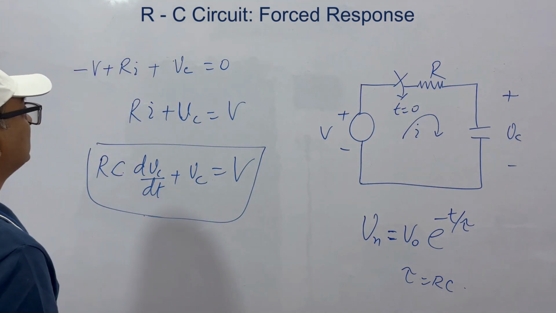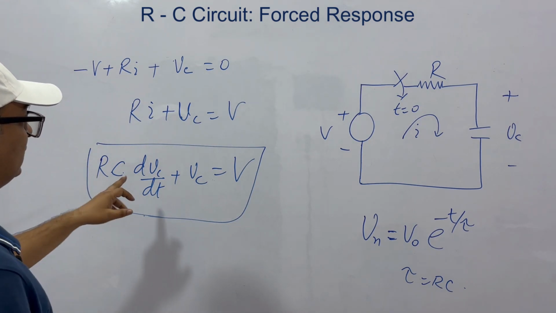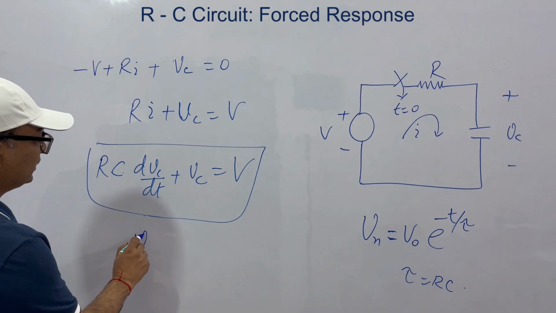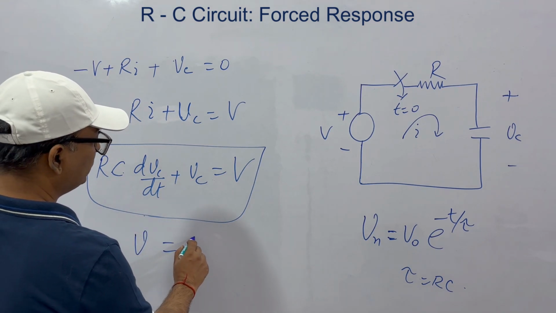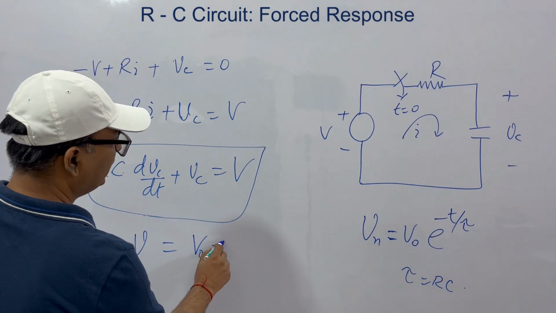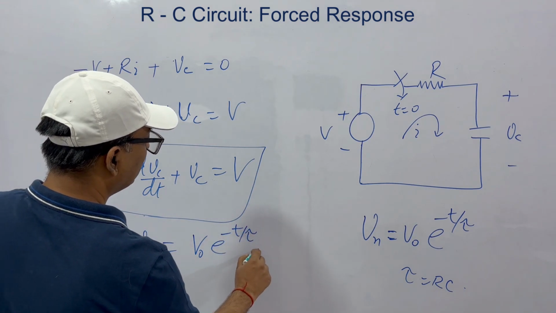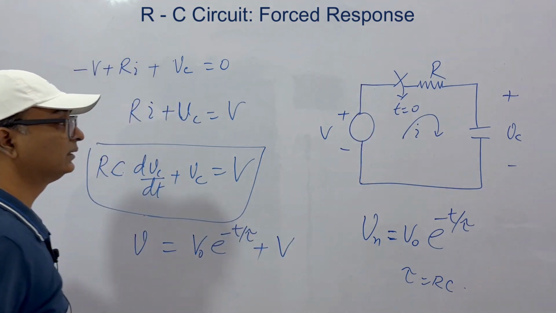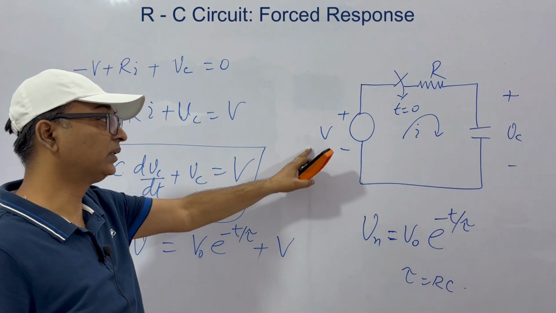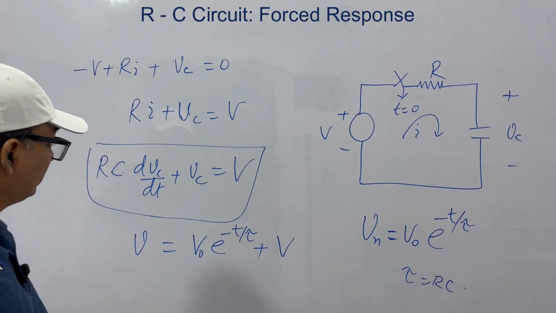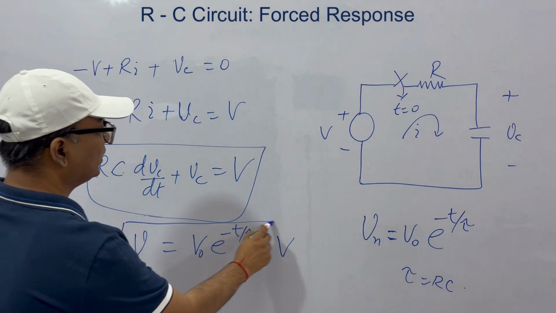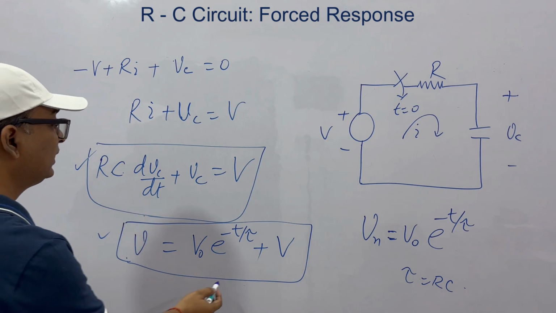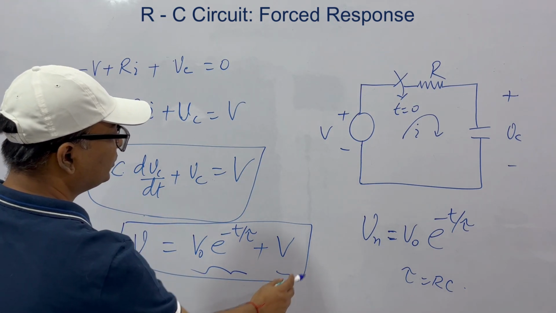So now let's write the equation. Our voltage, the finally voltage that we want to know, is equal to V0 e to the power minus t by tau, plus the forced response voltage, which appears across this. This is a constant voltage source, remember this. So our equation after solution becomes this. Why? This is the natural response and this is the forced response.